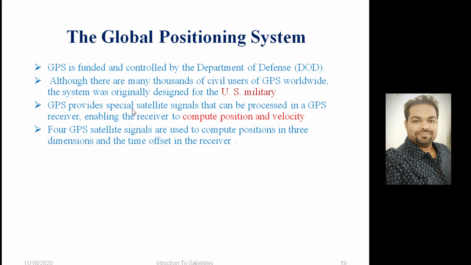GPS provides special satellite signals that can be processed in a GPS receiver, enabling the receiver to compute position and particularly velocity. Four GPS satellite signals are needed in order to find the three-dimensional position as well as the time offset in the receiver. So a minimum of four satellites are needed to predict the exact three-dimensional location of a particular object on the Earth.